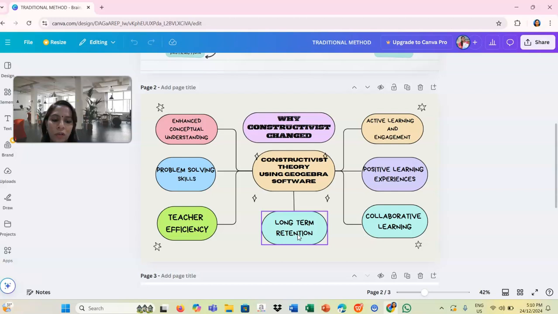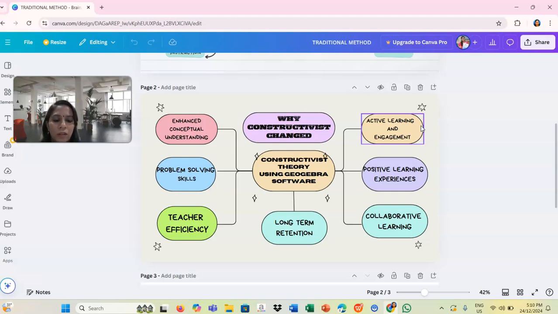Okay, this is very important because last time the diagram was just on the board or in the textbook. So maybe at the moment in the class they can understand, but later on they cannot remember. Compared to the GeoGebra software, where they can use animated visualization, so it can enhance long-term retention. And then the fifth, active learning and engagement.